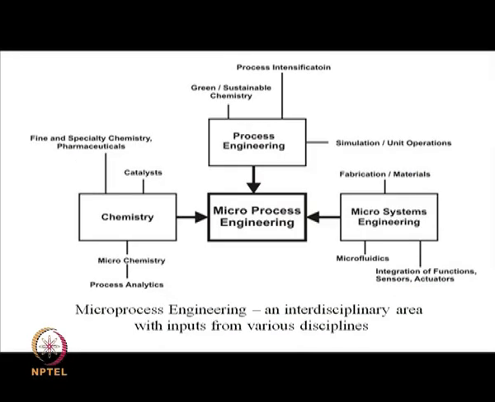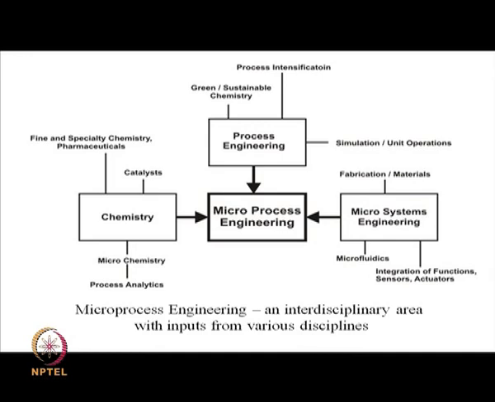So if we have to think about microprocess engineering, let's first start with the macro scale engineering processes, which is process engineering. Now, process engineering can be divided into mainly three parts. One is the simulation or the unit operations, which are the building blocks of any macro scale engineering process. There is a renewed thrust on green and sustainable chemistry, which is also going to affect the process engineering outlook of today's engineers.